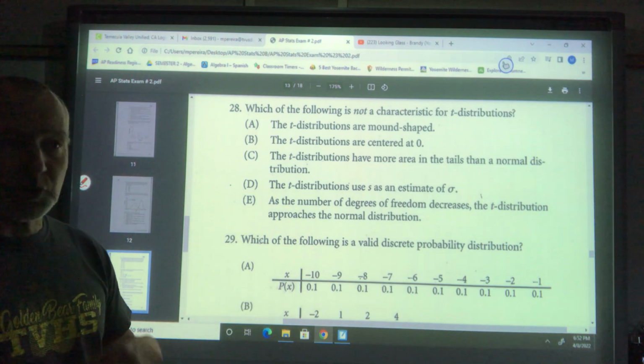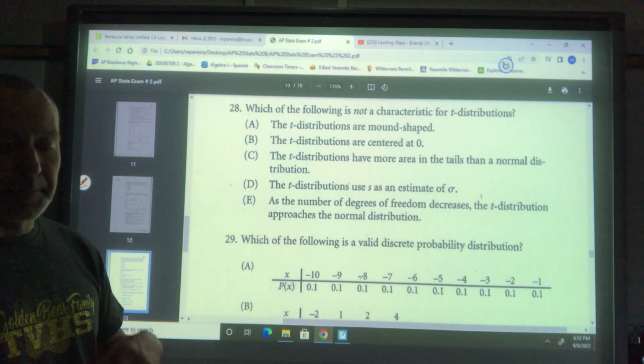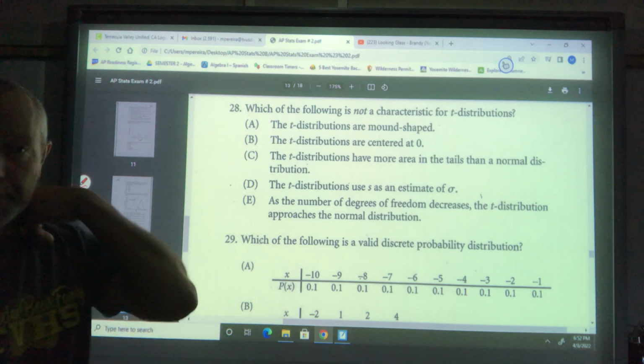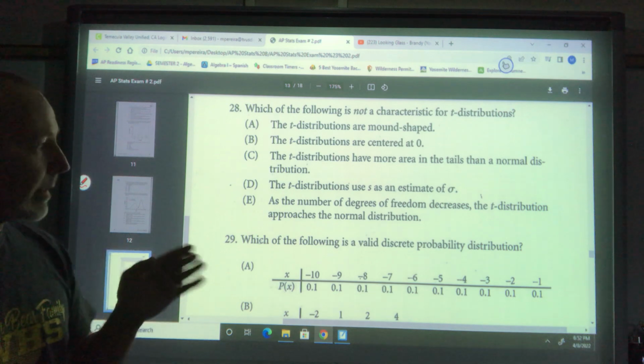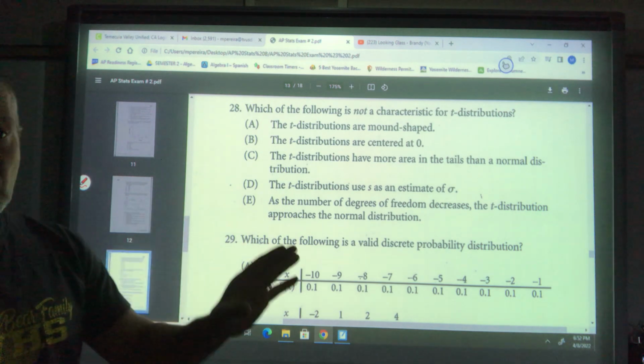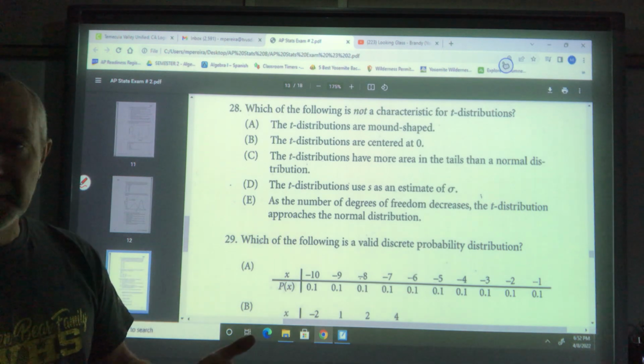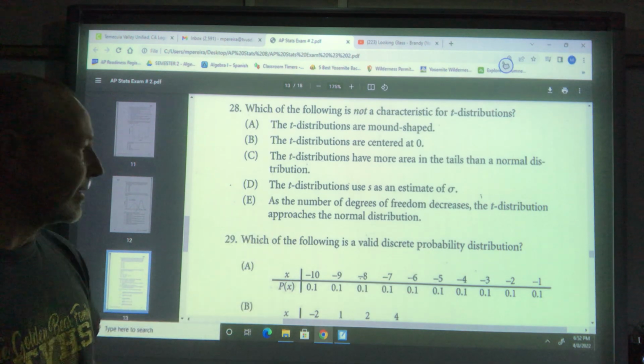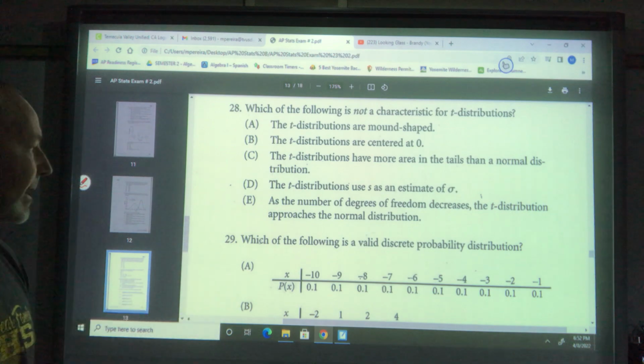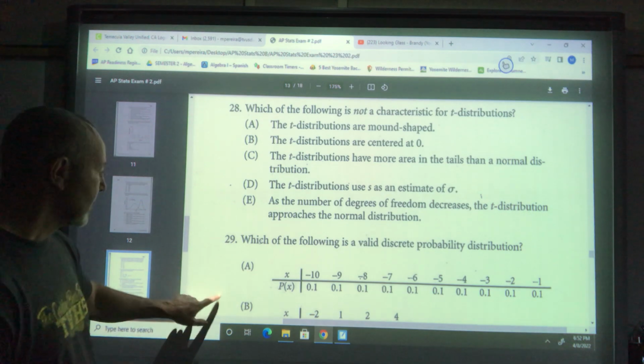As n gets larger and larger, the degrees of freedom get larger and larger with it, because typically they're n minus 1. And when n gets large enough, the T becomes essentially the same as the Z. But this is backwards here. It said increases, that would be true. So E is my answer here.